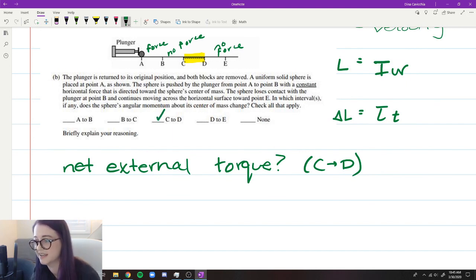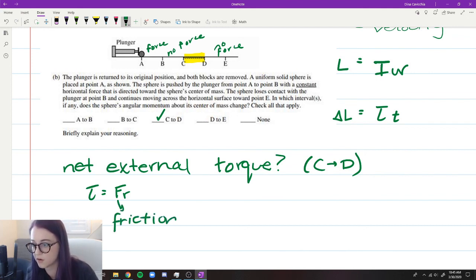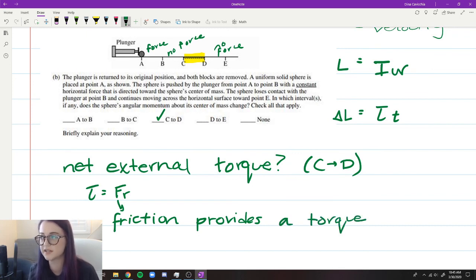So from C to D, we have a net external torque. Why? Well, remember, torque is force times radius. So where do we have a force being applied at a distance from the center of the object? That's going to be from C to D. So friction provides a net external torque and reduces our angular momentum, or our angular momentum changes.